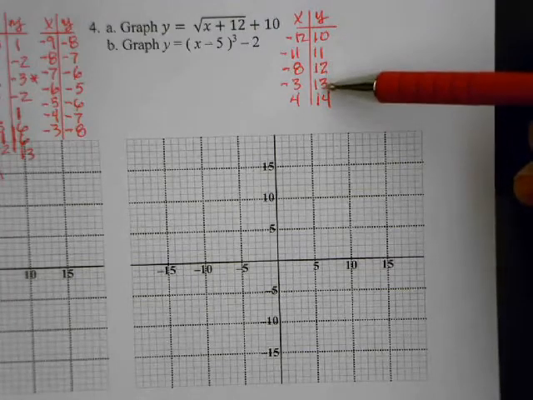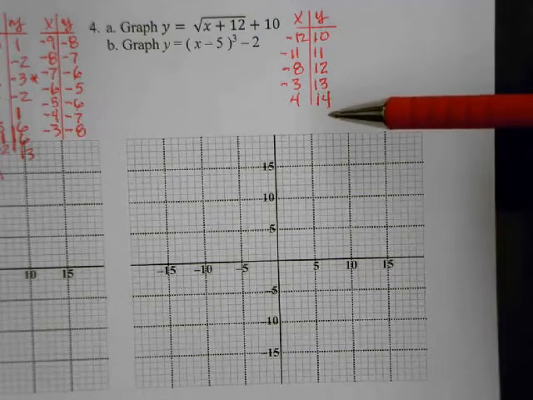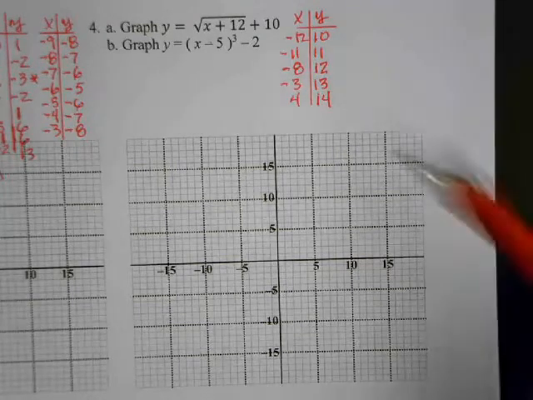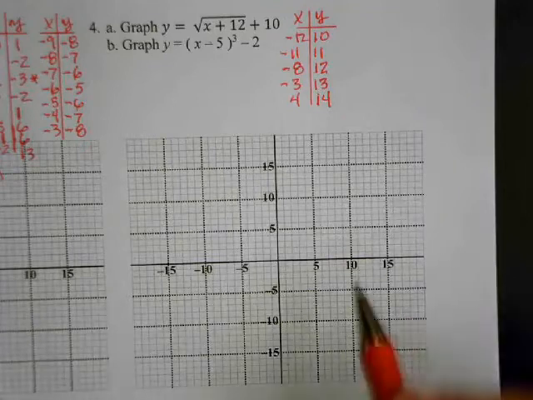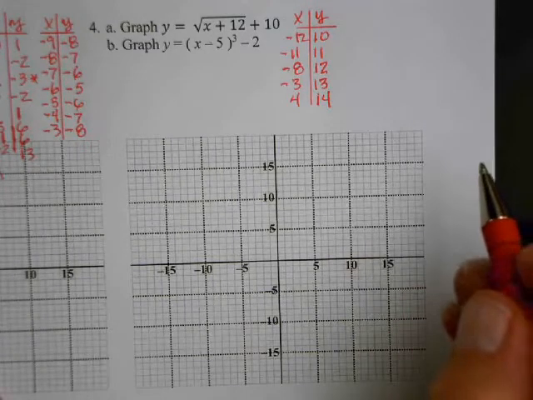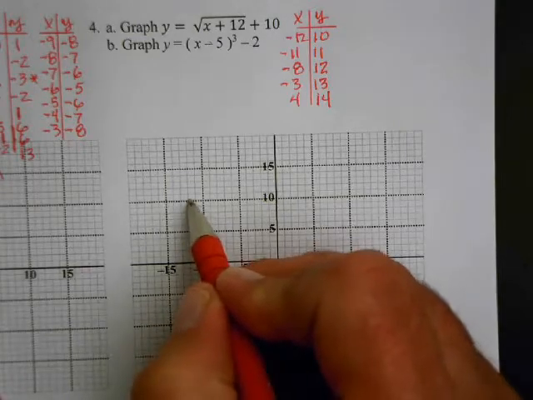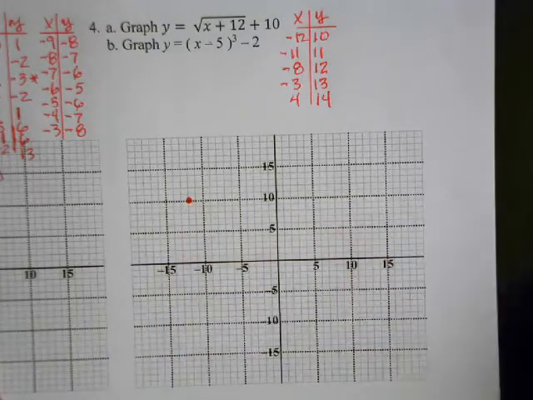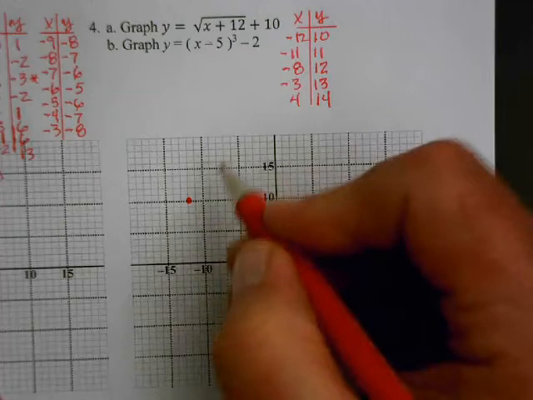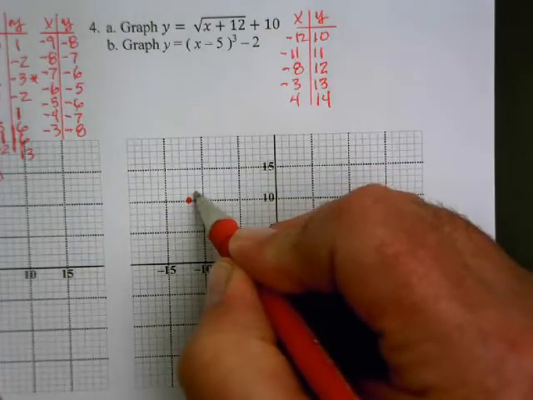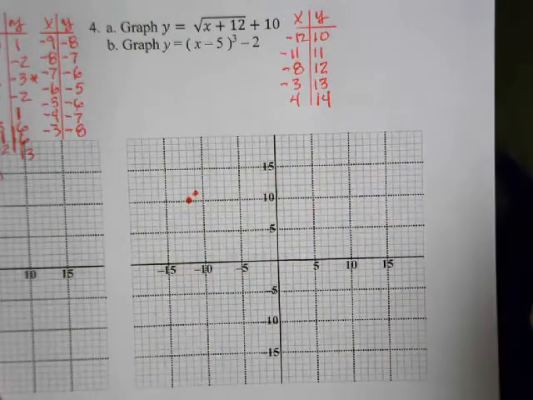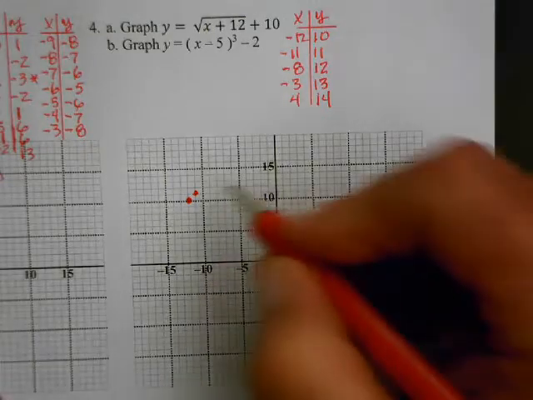So this graph will start off at negative 12, 10. Negative 12, 10. Negative 11, 11. Negative 8, 12. Negative 3, 13.